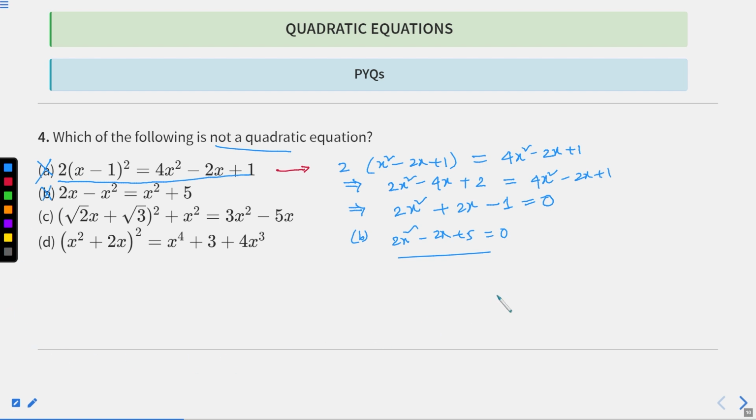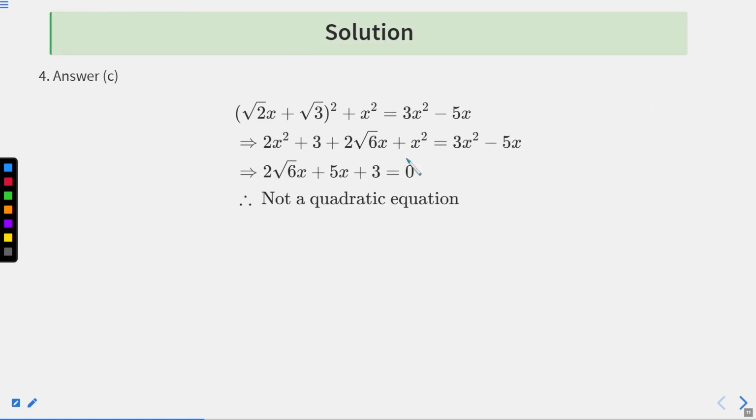Now if we check option number C, here we have been given root 2 times x plus root 3 whole square plus x square is equal to 3x square minus 5x. If we check option number C, you can easily see that you can simplify this.